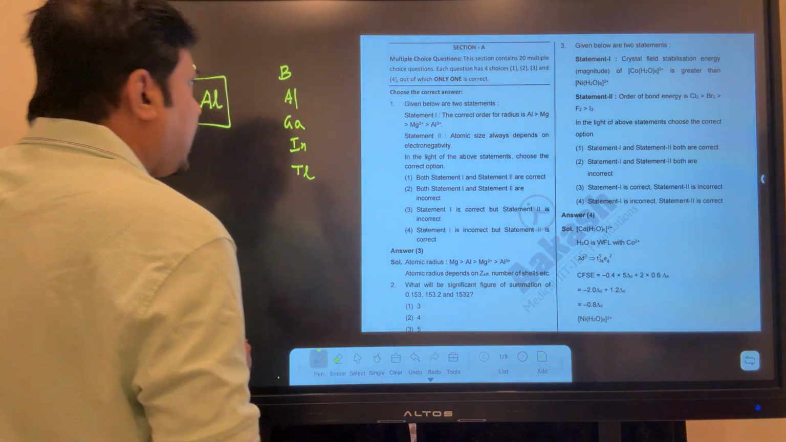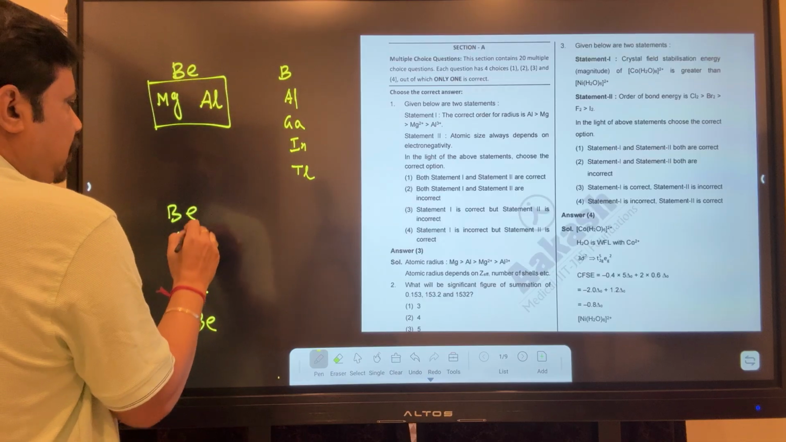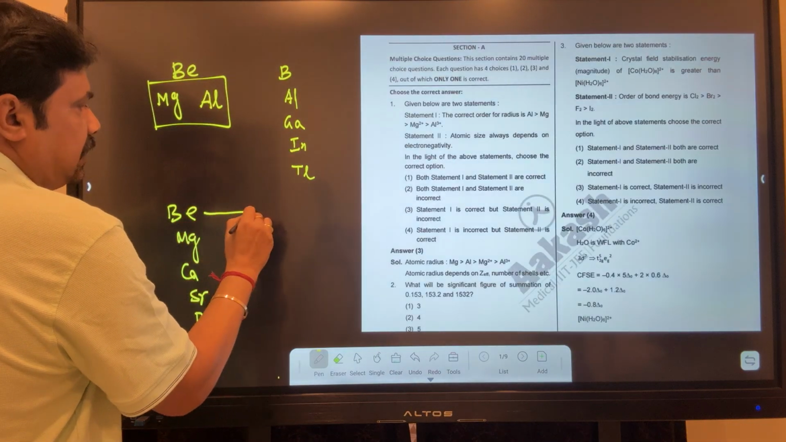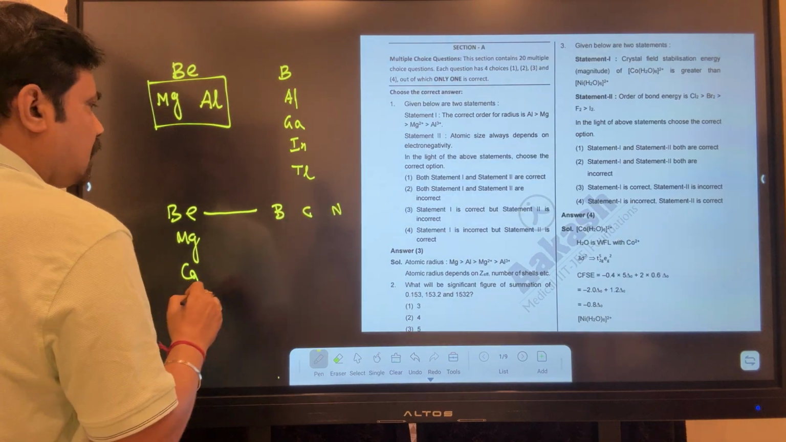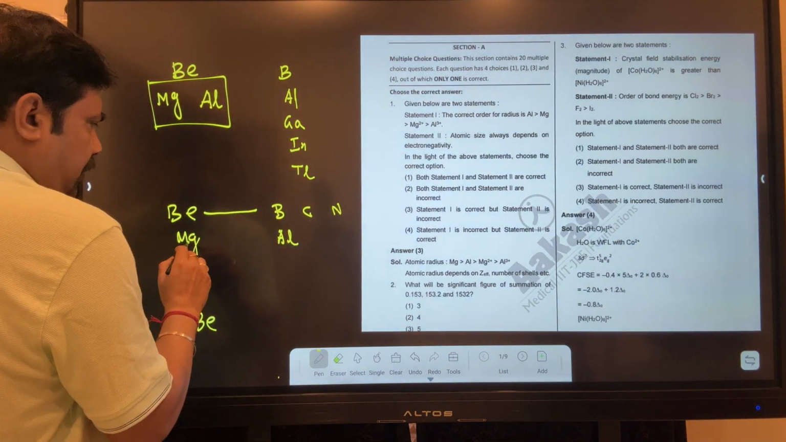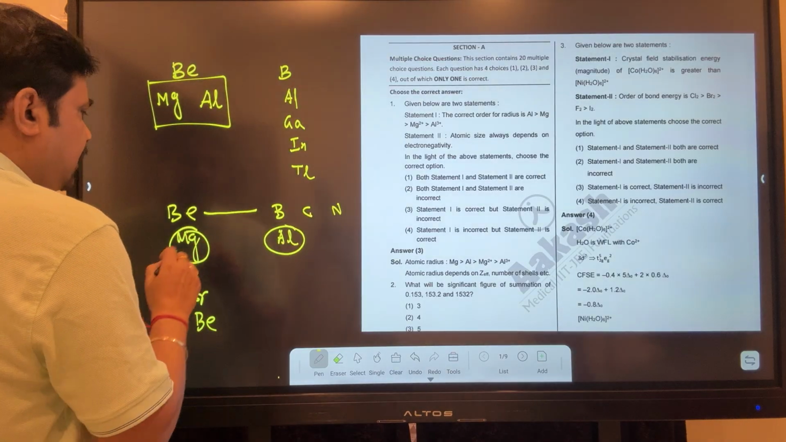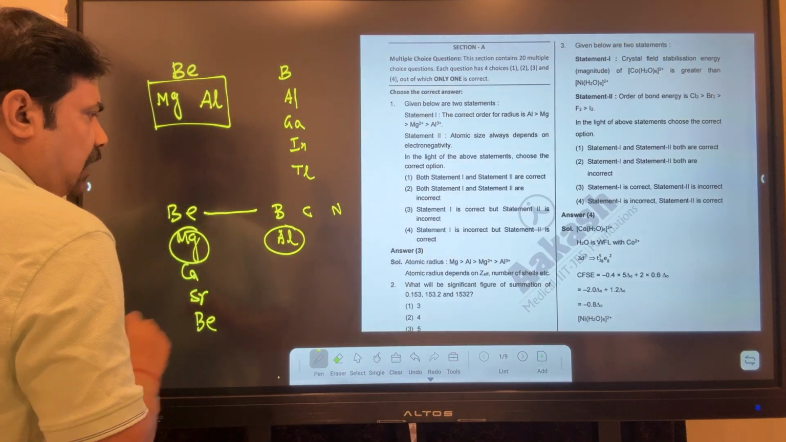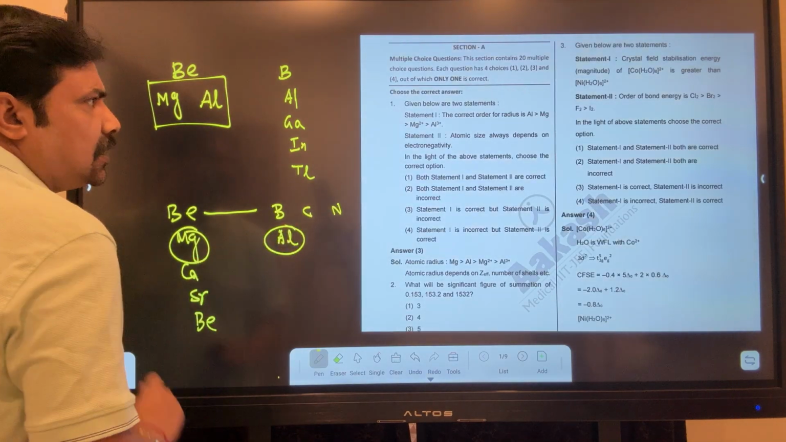Now if you look at aluminum and magnesium size, your situation is here: you have beryllium, and after that boron, carbon, nitrogen is going on, and after that, boron, aluminum. This is your situation. Magnesium is over here and aluminum is over here. This is magnesium, atomic number 12, aluminum atomic number is 13. After that silicon is present.